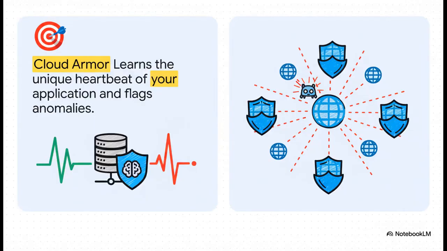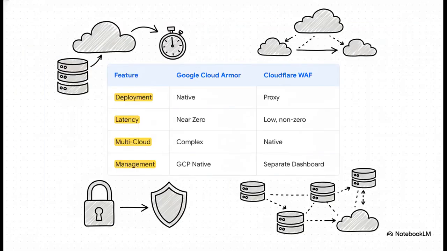Their approach to using AI for bot defense is also fascinatingly different. Cloudflare leverages its incredible scale. I mean, it sees something like 20% of the entire internet. So if a bad IP attacks someone else, Cloudflare learns from it and automatically protects you. Cloud Armor's adaptive protection is more like a personal bodyguard. It takes the time to learn the unique heartbeat of your specific application, and then it flags anything that deviates from that normal pattern.